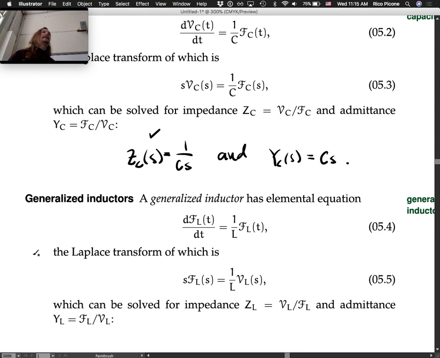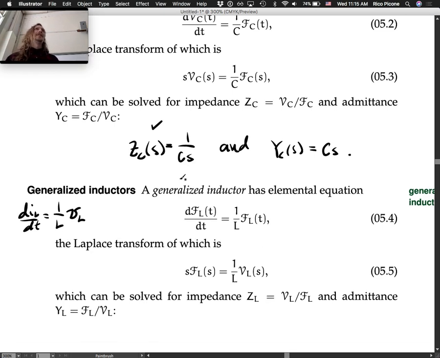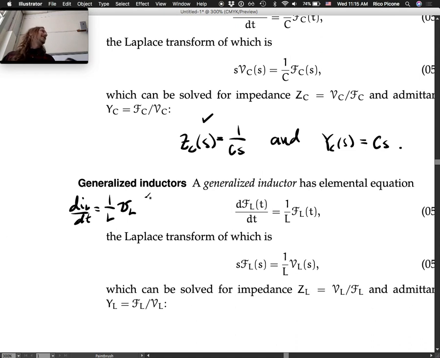Okay. Generalized inductors. A generalized inductor has this elemental equation. So once again, if this was an electronic inductor, it would be dIL/dt equals 1 over L times VL, right? If we had a fluid inductor, which is called an inertance, right? This is the thing I screwed up in the video. I often just call it an inductor because it's a generalized inductor. But if we had that situation, it would be dQi/dt equals 1 over I times Pi, right? Okay, so these are just a couple different examples of these generalized inductances, so generalized inductors.